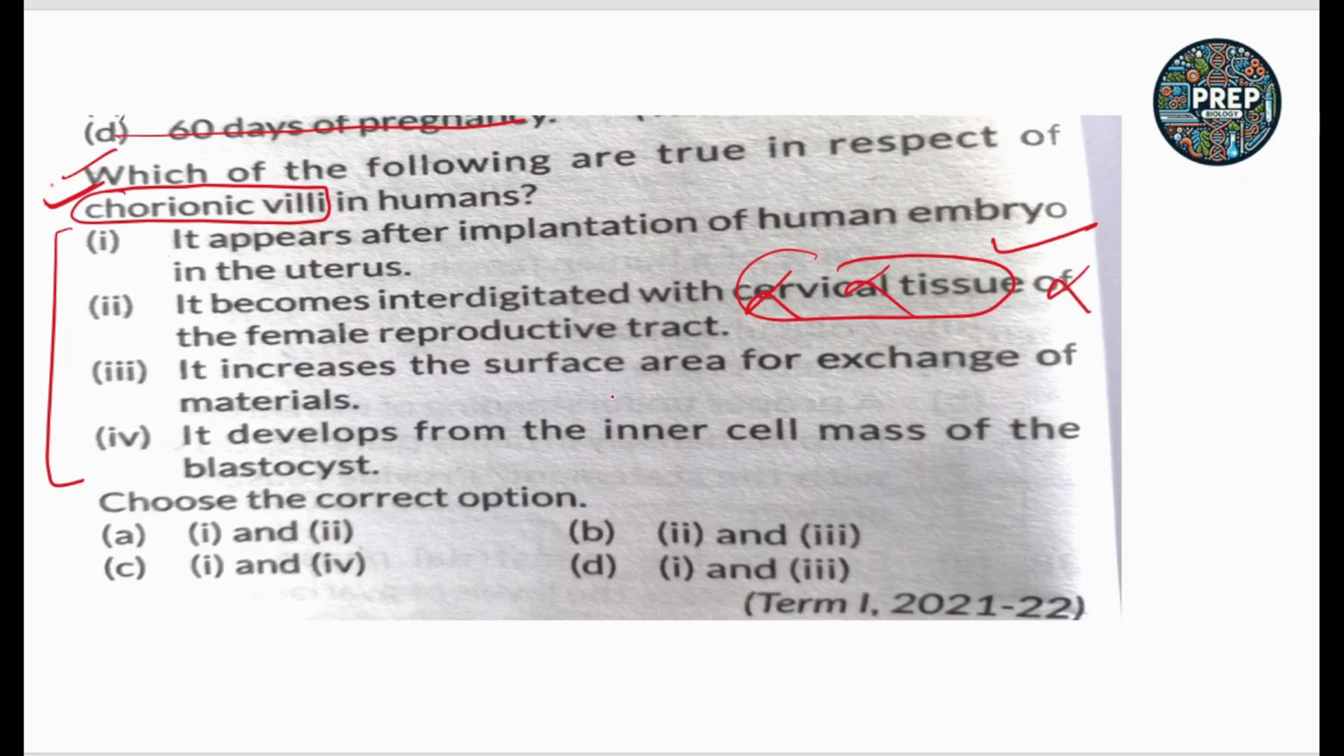It increases the surface area for exchange of materials. Yes, it is correct. And it develops from the inner cell mass of the blastocyst. No, this is incorrect. Why? Because the inner cell mass of the blastocyst develops into the ectoderm, endoderm and mesoderm. These are the germ layers. So this is incorrect. So the answer is that the first and third statements are correct. The answer is D. Okay.